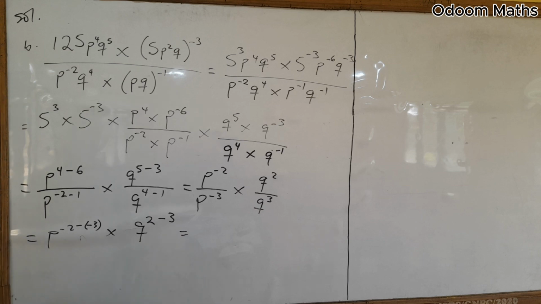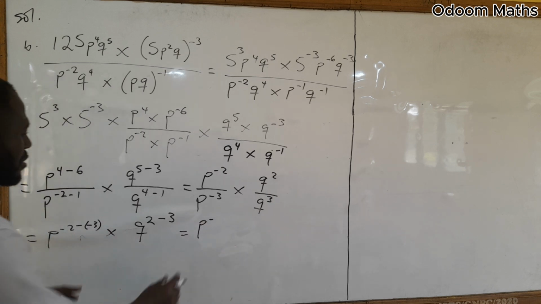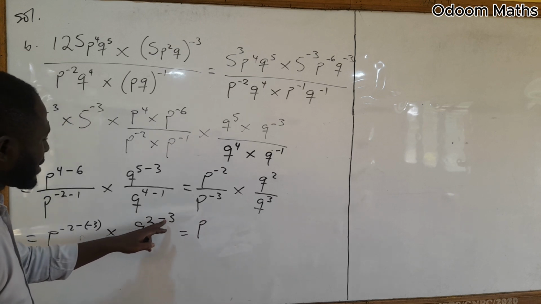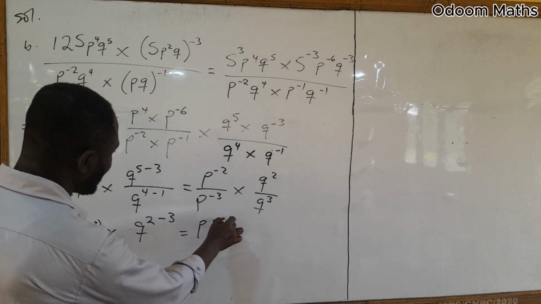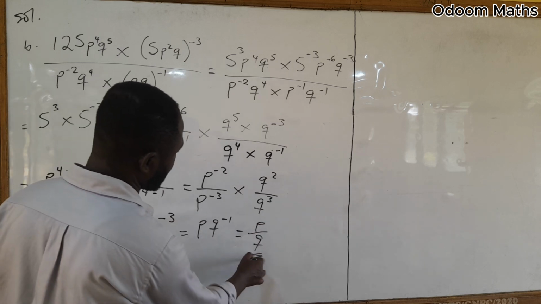Okay, now this is going to give me negative 2 plus and minus negative 3 is negative 2 plus 3. So p to the power negative 2 plus 3, which is 1. And then q to the power 2 minus 3 is also negative. So p q to the negative 1. And this is the same as p over q. So this is the answer. Okay.